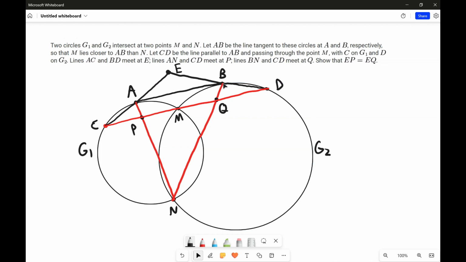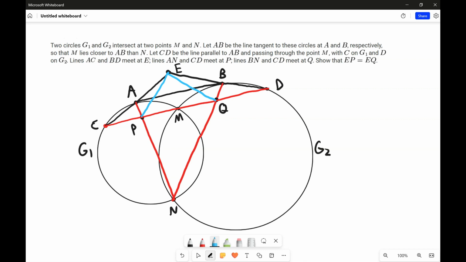Lines AC and BD intersect at point E. Lines AN and CD intersect at point P here. And lines BN and CD intersect at Q. And what we'd like to show is that EP is equal to EQ, that the two blue segments are equal.